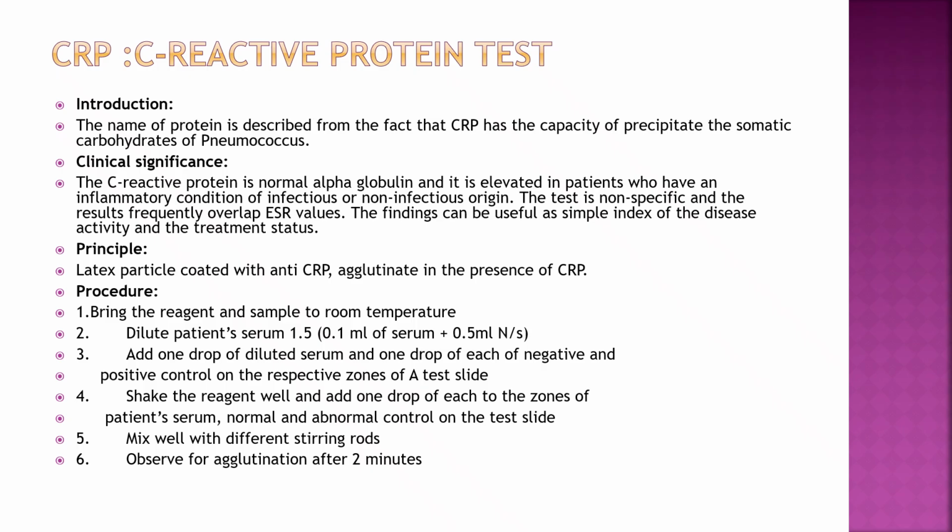C-reactive protein, CRP, is also done the same way. Take test, positive control, negative control, then add serum and then reagent, mix and wait for 2 minutes and see for the clumps. The significance of C-reactive protein is that it is mainly a marker of inflammatory conditions of infectious or non-infectious origin. So when the WBC count is raised and ESR is raised, CRP is also positive.